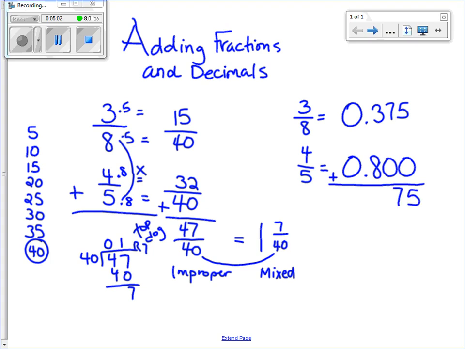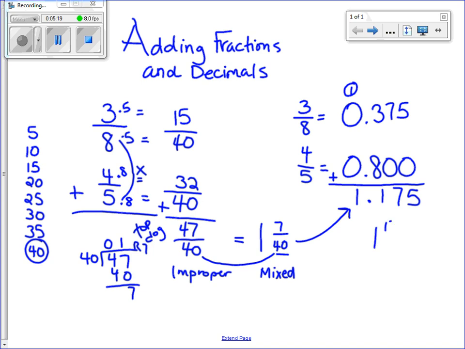Add them. 9, 10, 11, I'm going to carry. I'm going to bring down my decimal, bring down my 1. So even though 1 and 7/40ths don't seem to match 1 and 175 thousandths, remember it's because this is 40ths.